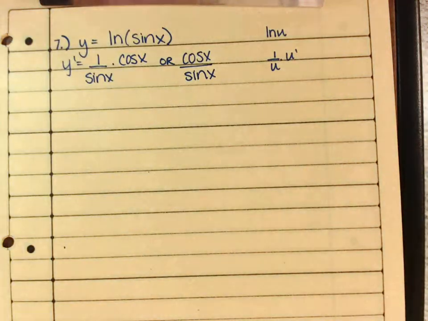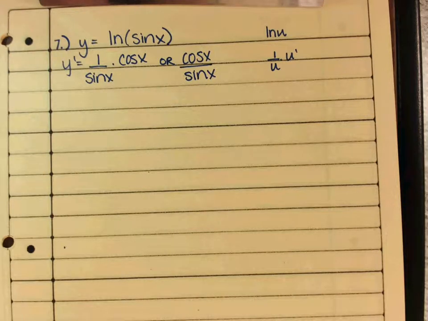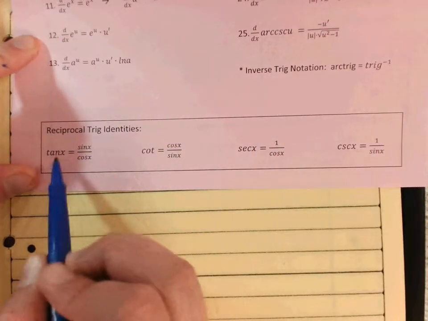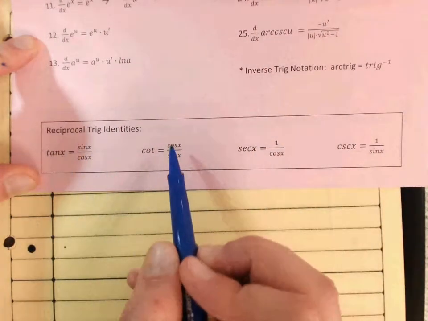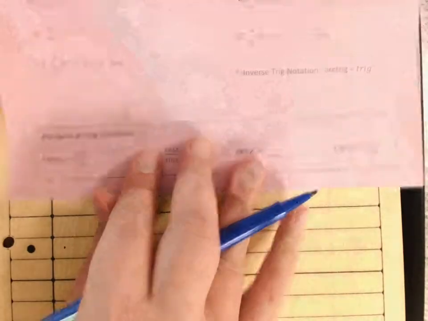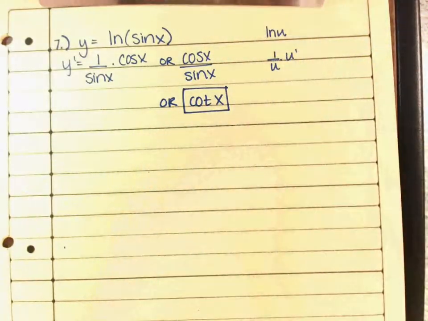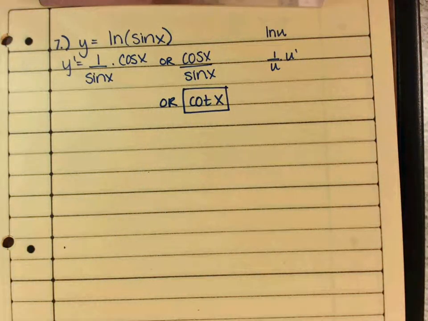That is already a trig identity. If you look at the bottom here, what is sine over cosine? Tangent. What is cosine over sine? Cotangent. So you could also write that as cotan x, which is probably what they would put on the AP test.